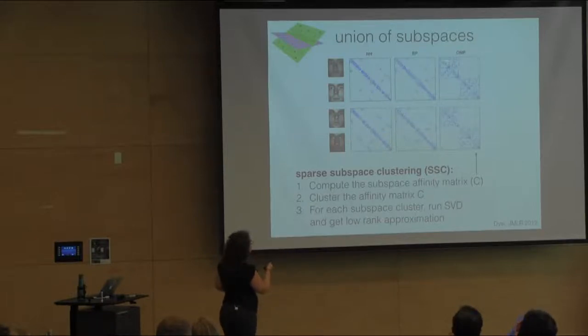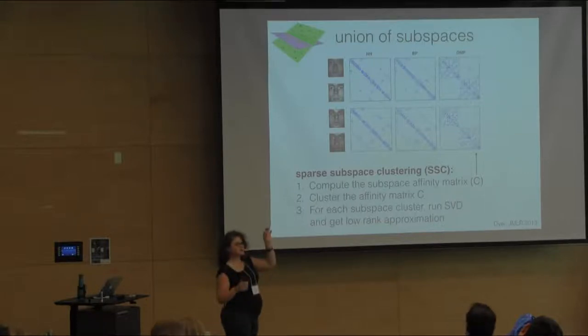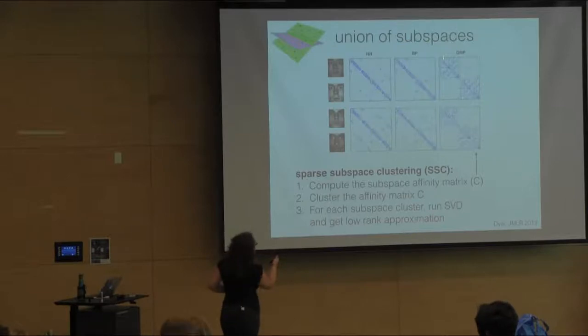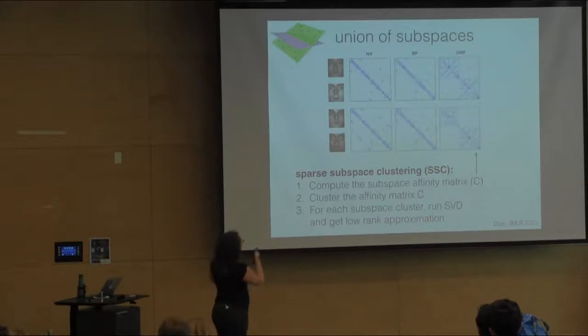And so what you do is you create the affinity matrix by running a sparse recovery program for each data point. What this is showing along the rows are all the other data points that I've selected to represent myself. If this was a perfect process, we have an equal number of faces of two different faces under different illumination, and they're ordered. So if we did a good job, we'd have a perfectly block diagonal matrix here.